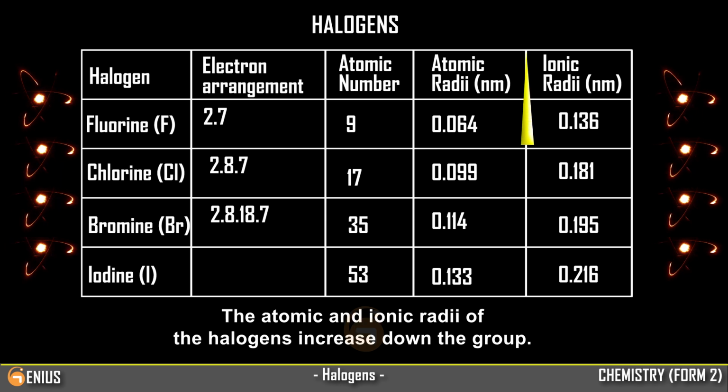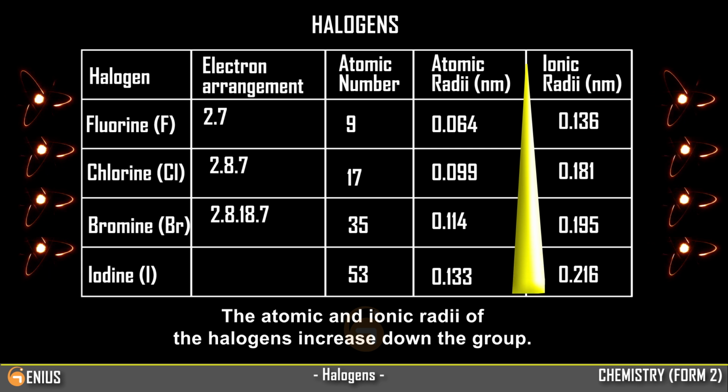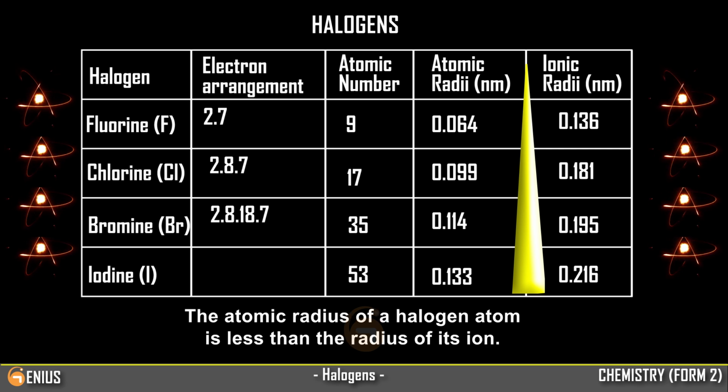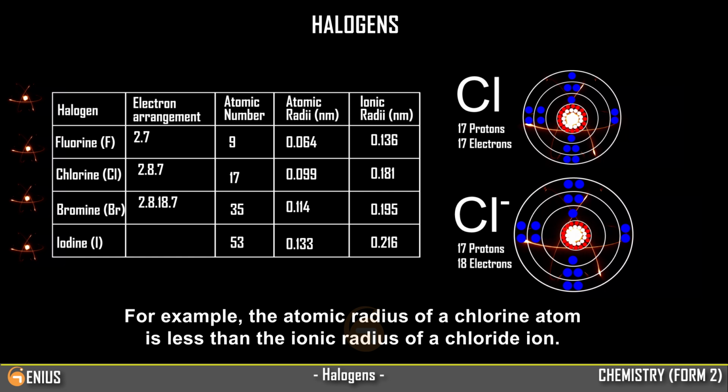The atomic and ionic radii of the halogens increase down the group. This is because of the increase in the number of occupied energy levels. The atomic radius of a halogen atom is less than the radius of its ion. For example, the atomic radius of a chlorine atom is less than the ionic radius of a chloride ion.